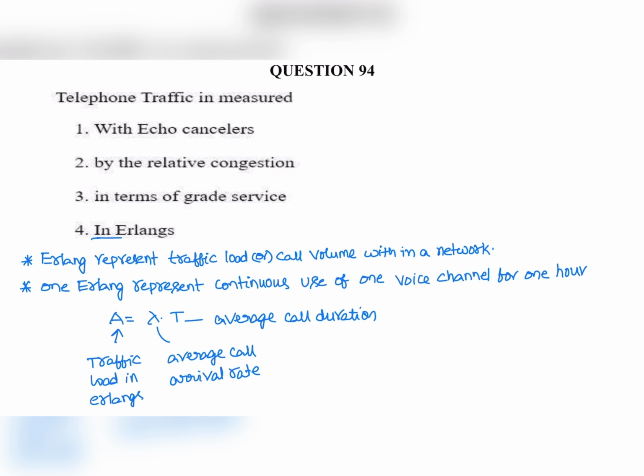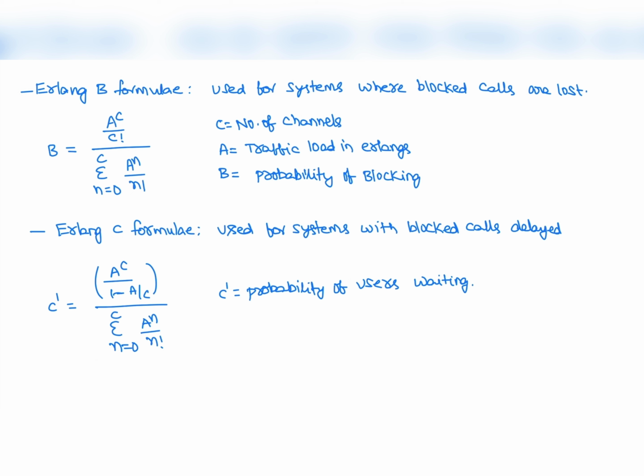There is an Erlang B formula and an Erlang C formula also. The Erlang B formula is used for systems with blocked calls cleared, that is, systems where blocked calls are lost, for example cellular networks. The Erlang B formula is given as B = (A^C / C!) / Σ (n = 0 to C) (A^n / n!), where C is the number of channels, A is the traffic load in Erlangs, and B is the probability of blocking.